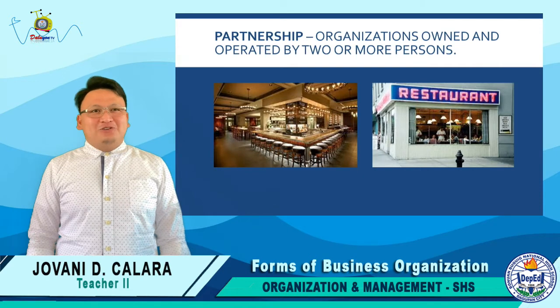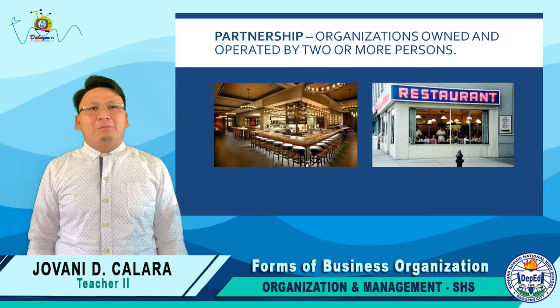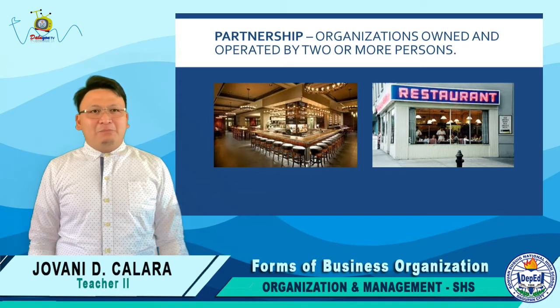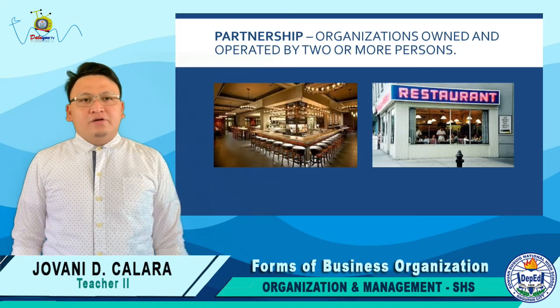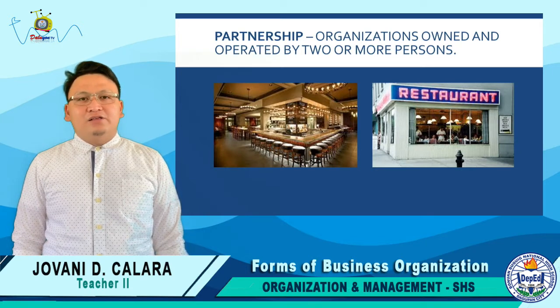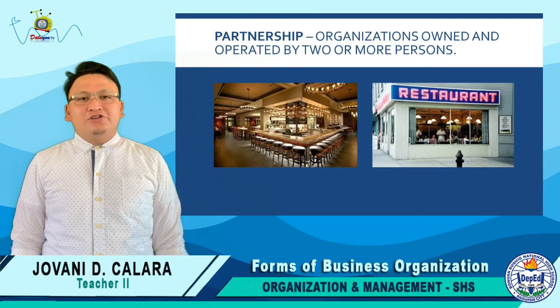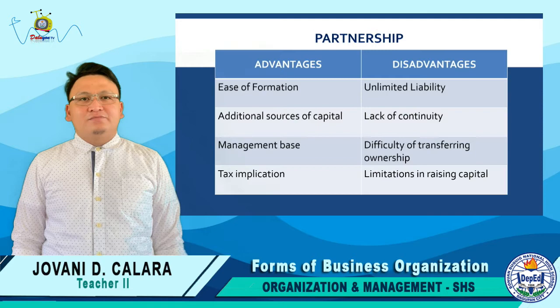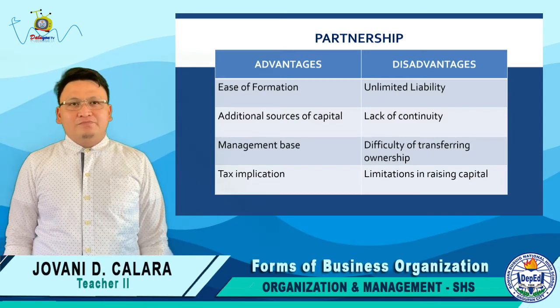Next is partnership. Partnership is an organization owned and managed by two or more persons who agreed upon the partnership agreement. Example, restaurants. Partnership has two types. Number 1, general partnership. General partnership has unlimited liabilities. Number 2, limited partnership. Limited partnership has limited liabilities. Here are some advantages and disadvantages of partnership.